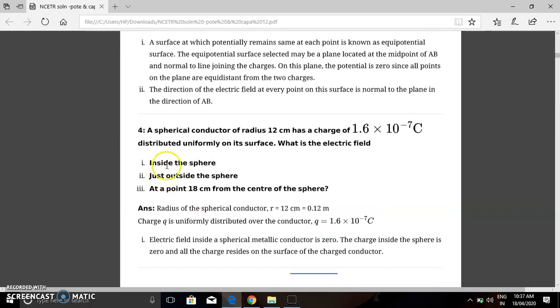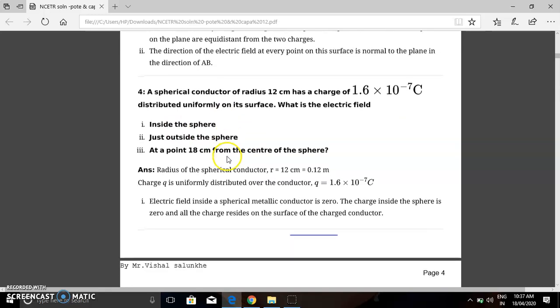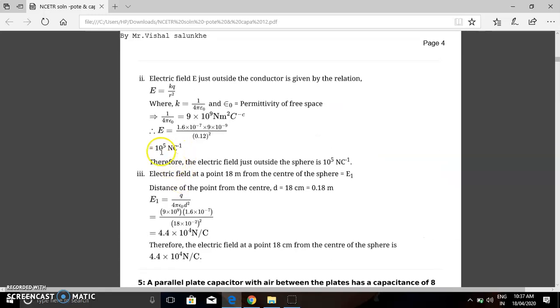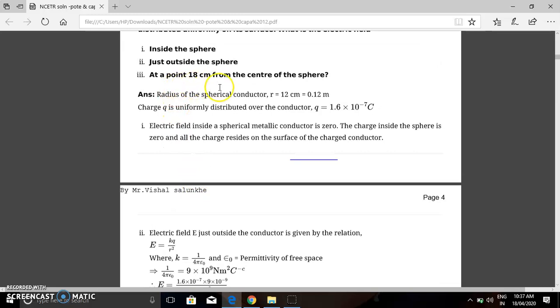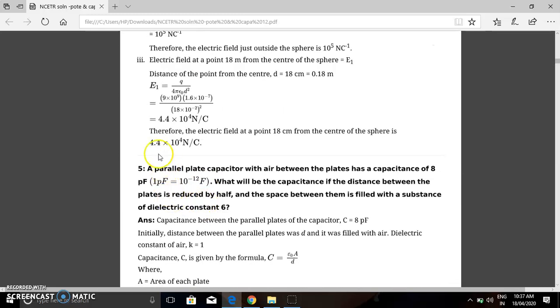So this is all the question. Inside the sphere, electric field is 0. Just outside the sphere, it is 10 raised to 5. And at a point 18 centimeter from the center of the sphere it is 4.4 into 10 raised to 4.